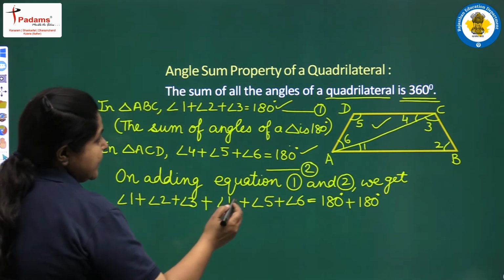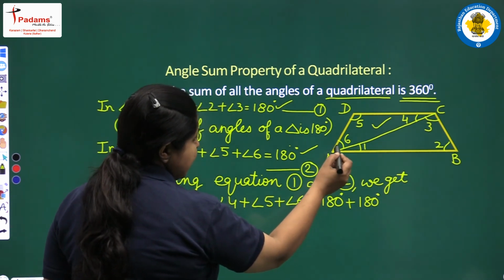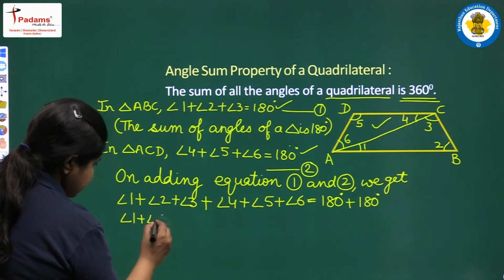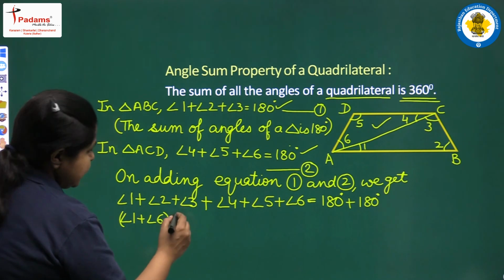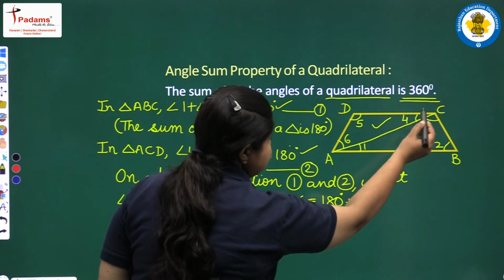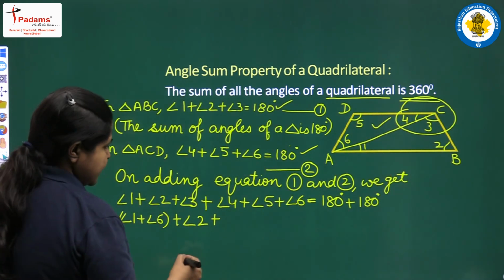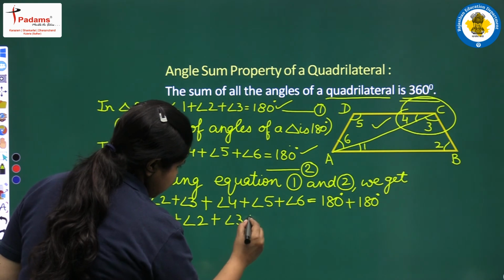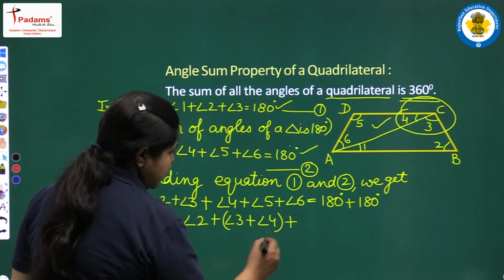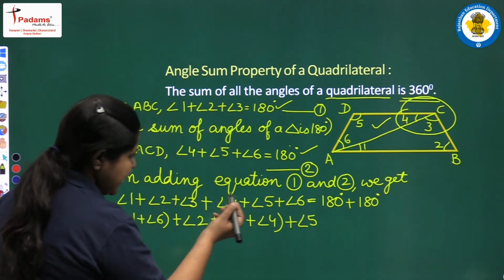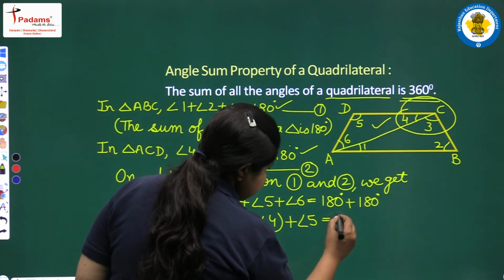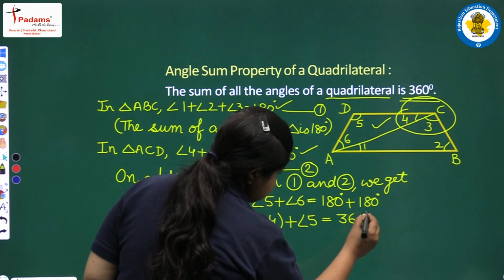Now, you can see angle 1 and 6 are coming up together. So, we take them together, angle 1 plus angle 6, then plus angle 2, then plus angle 3 and 4, which are also coming up together. So, we take 3 plus 4 together, then we have angle 5. Angle 6 we have already taken with angle 1. This is equal to 180 plus 180, which is 360 degrees.